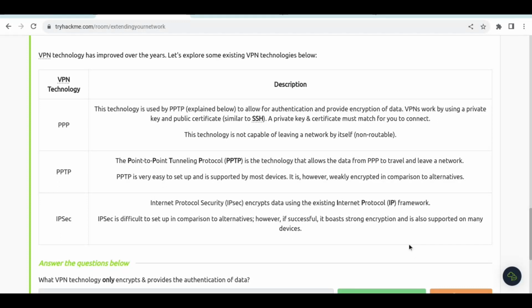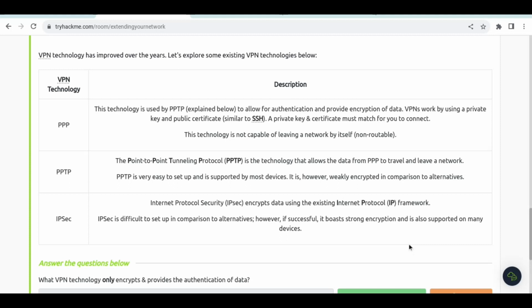IPsec, Internet Protocol Security, encrypts data using the existing Internet Protocol framework. IPsec is difficult to set up in comparison to alternatives. However, if successful, it boasts strong encryption and is also supported on many devices.